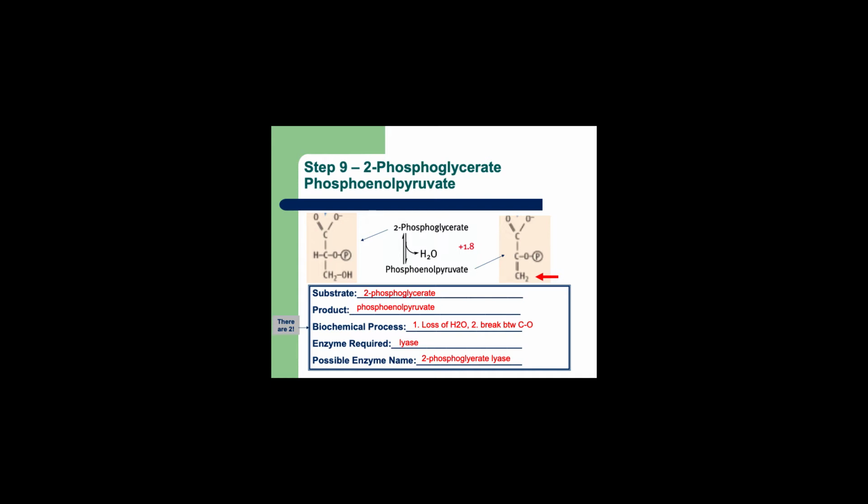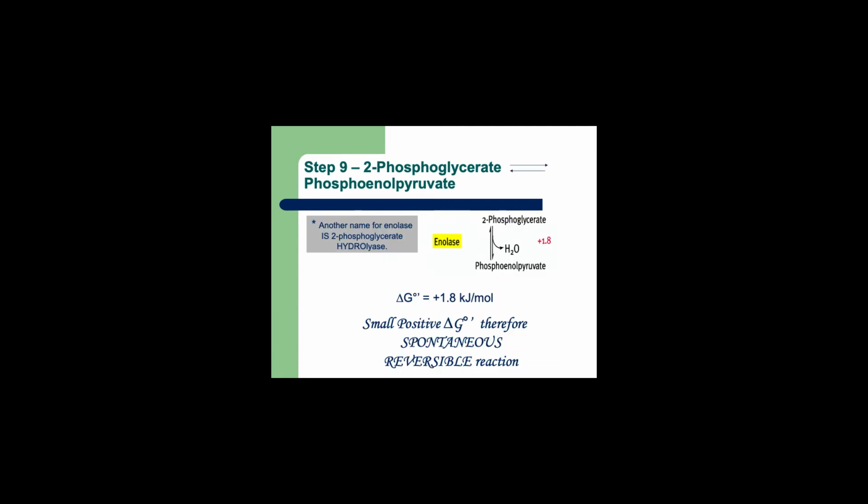The enzyme that's required for this is a lyase, because we're naming it based on the second biochemical process, which is the breaking between the carbon-oxygen bond. So the possible enzyme name is 2-phosphoglycerate lyase. So for this reaction, the possible enzyme name is not the actual enzyme name. The actual enzyme name is enolase. And then another name for enolase is 2-phosphoglycerate hydrolyase. And this encompasses both the dehydration reaction and the breaking of the carbon-oxygen bond.